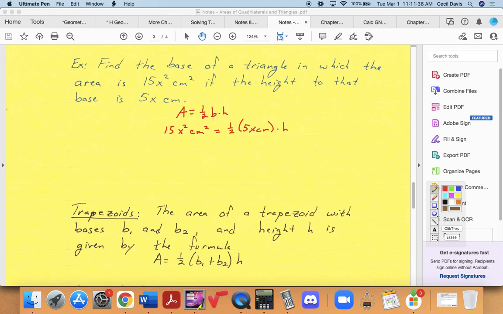Isn't the height 5x? Oh, sorry. This is going to be the base. Thank you. So what do I need to do? Divide by 1/2 5x. Dividing by 1/2 feels weird. So I'm going to divide by the 5x centimeters, and then I'm going to multiply both sides by 2.